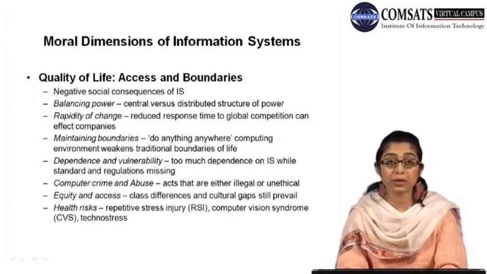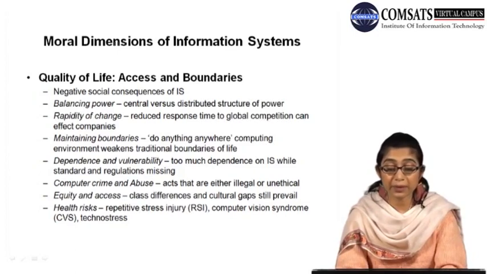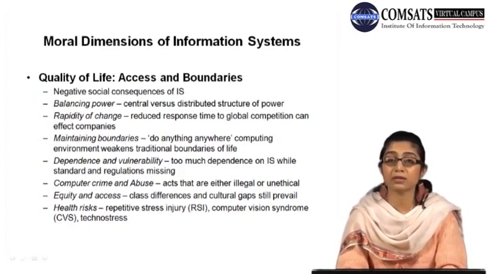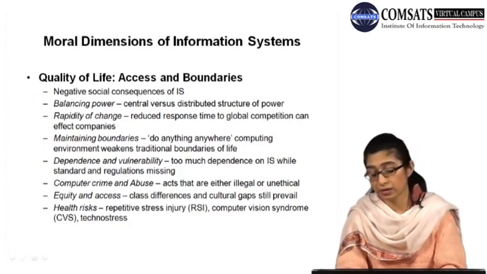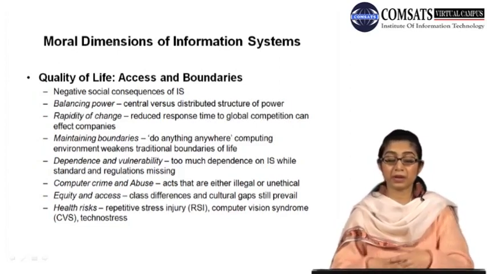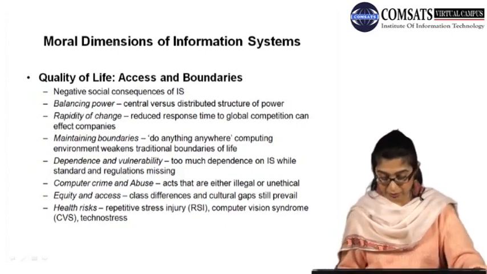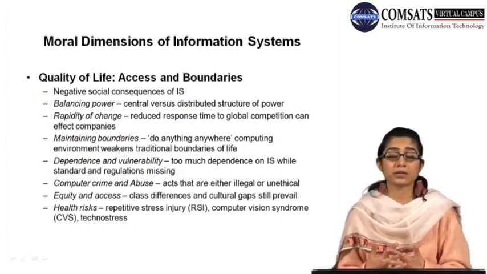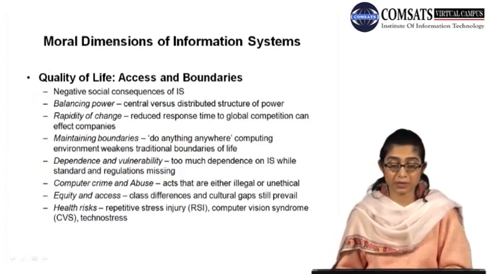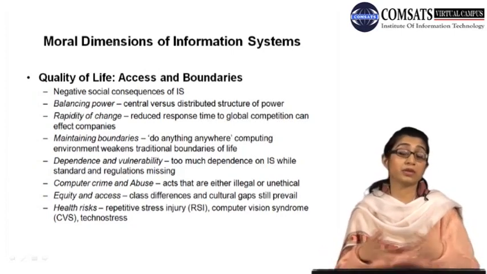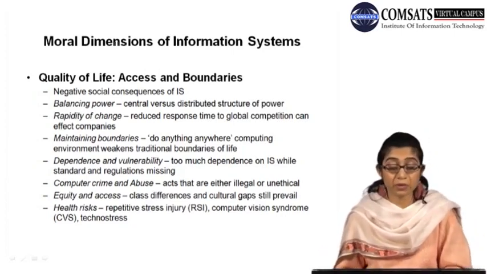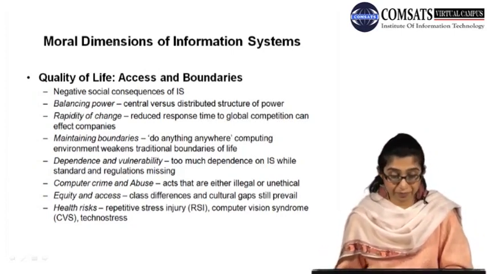Then we talk about dependence and vulnerability. That is again too much dependence on information systems while standards and regulations are missing. Again, we talked about this before as well. For core business processes, all the organizations depend on the information systems, and there are as such no standards for the accuracy and reliability of the information systems, and there are no such regulations for the security measures as well. Most of the regulations are missing.